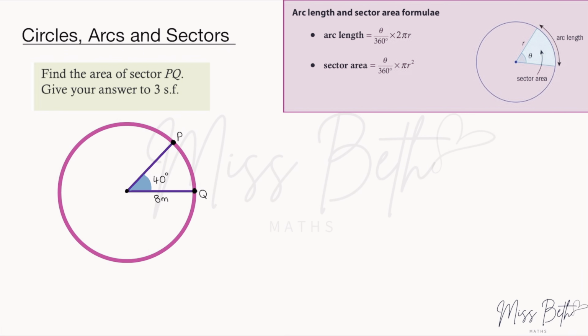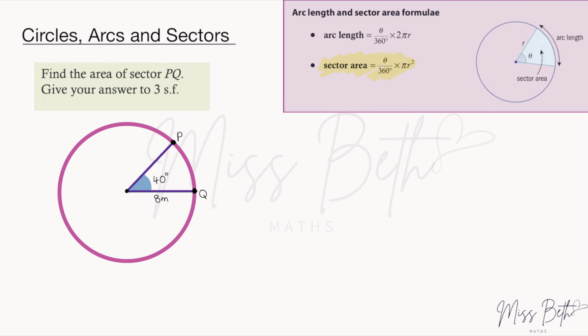Here is our first example of finding the area of a sector. So this question wants us to find the area of sector PQ, and we want to give our answer to 3 significant figures. Okay, so for area of a sector, I need my area of a circle formula, and I'm multiplying by theta over 360. Okay, so I'm using this formula here.